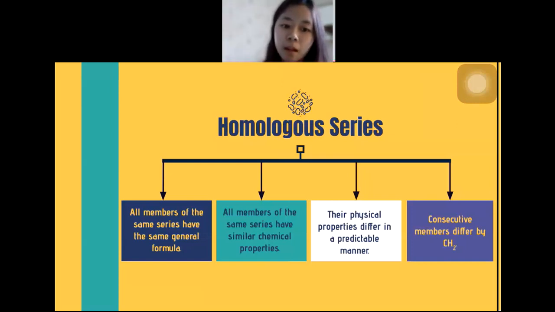So for example, methane and ethane are gas. Then propane is also gas, but it can be compressed to liquid. Pentane is a volatile liquid, and then octadecane, C18H38, is a solid. So as you add the number of carbon atoms, you can see the difference in the state of matter, and it's predictable. And then the last one is consecutive members differ by CH2. What I mean by this is that, for example, methane is CH4, and then ethane is C2H6. So they differ by 1 carbon atom and 2 hydrogen atoms.